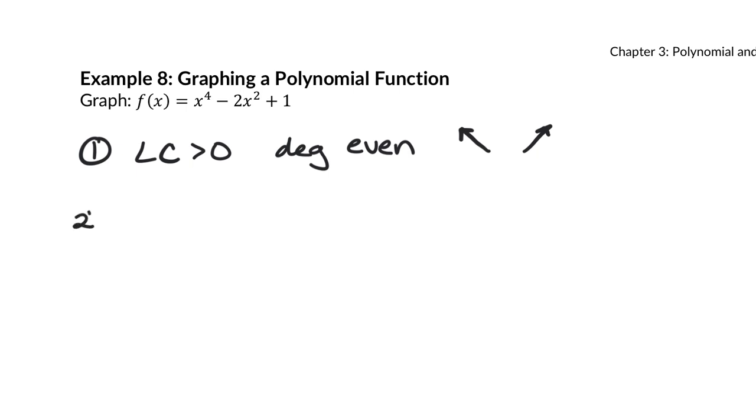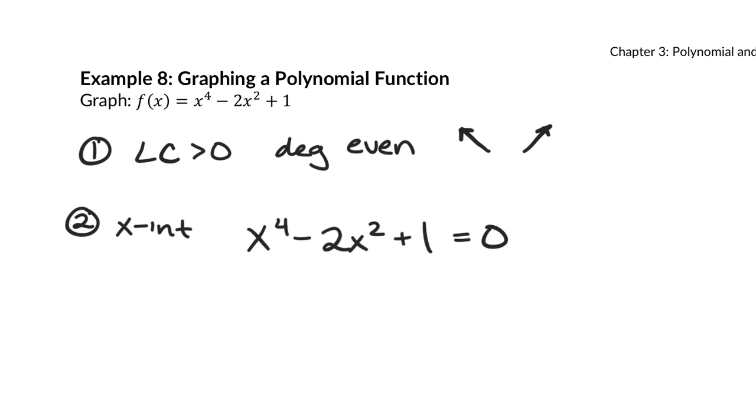Check. Keep that in mind. Step 2. Look, we're already on step 2. Amazing. Step 2 is to find the x-intercepts. We find the x-intercepts by taking the function and setting it equal to 0. So this would be x to the 4th power minus 2x squared plus 1 equal to 0. Are there 4 terms here? No. Can we use grouping? No. Grouping is for 4 terms.